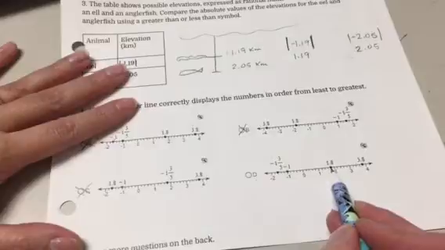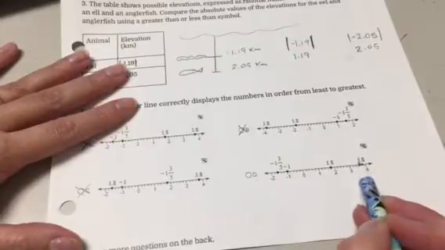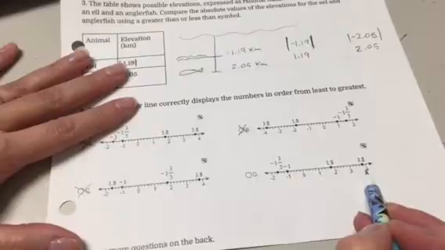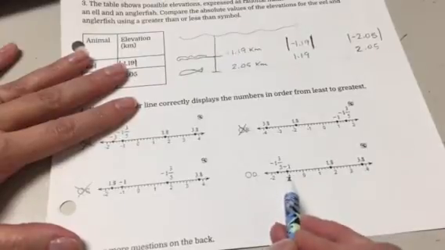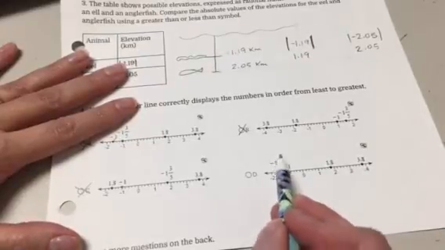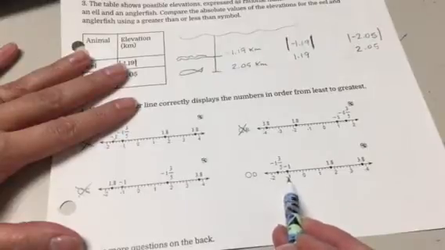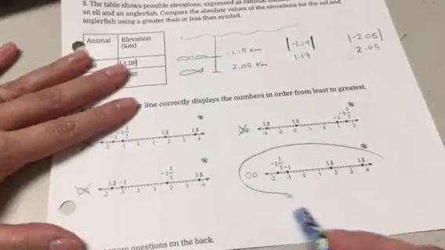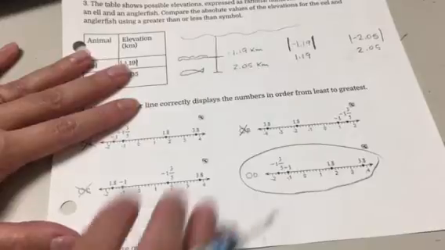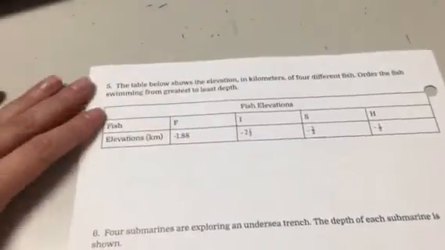So let's look at D. D, we've got positive 1.8 between 1 and 2, which is correct. 3.8 between 3 and 4, that's correct. Negative 1, and then negative 1 and 3/5 is between negative 1 and negative 2. That is correct. All right, flip it to the back.